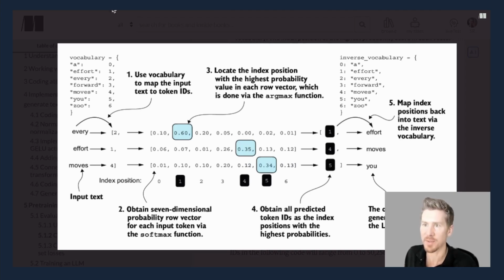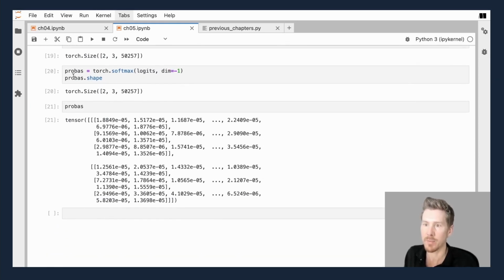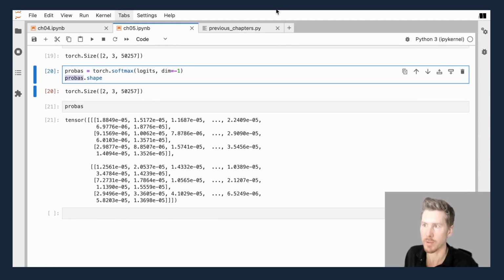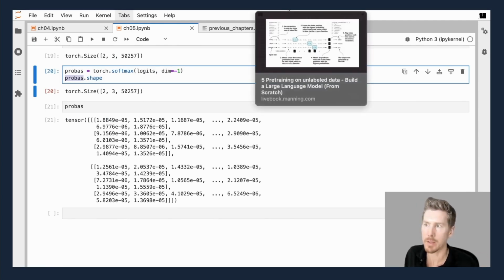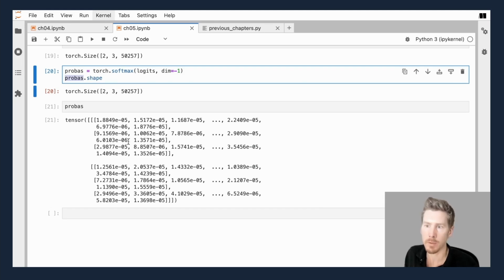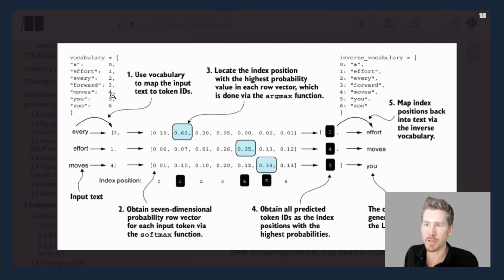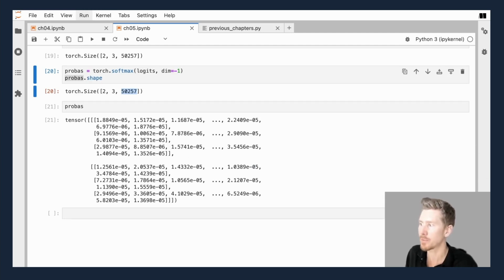Okay, so it was a lot of information maybe, hopefully not too complicated. Now we have these probas here. The probas, short for probabilities, are these values here, these rows you can see. They're just a bit bigger because we have this 50,257 dimensional vocabulary instead of having just 7, right? So yeah, that is what we have so far.